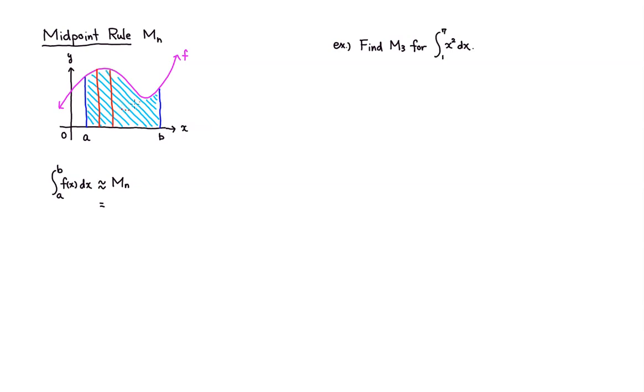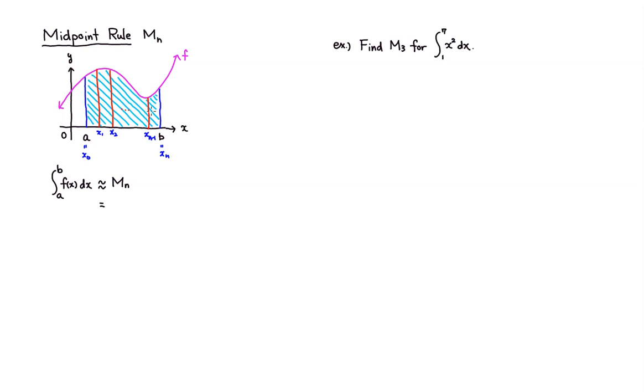Dot, dot, dot, and let's say this is the last piece. We're going to use an approximating rectangle, but to determine the height of each rectangle, we're going to use a midpoint. Just like before, we name the points: a is x0, and the next ones are x1, x2, and the last one is xn, and here's xn minus 1.